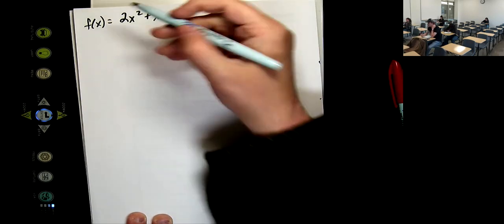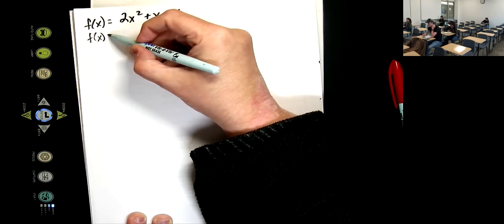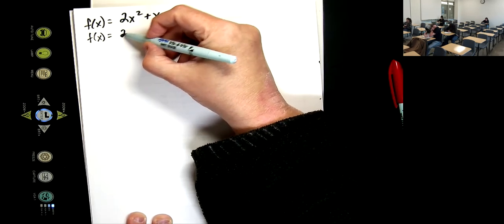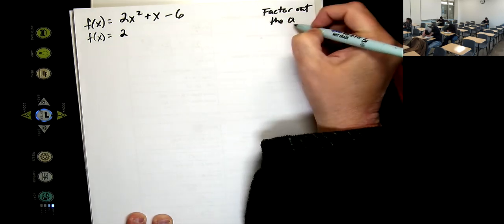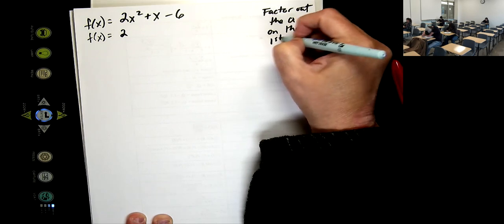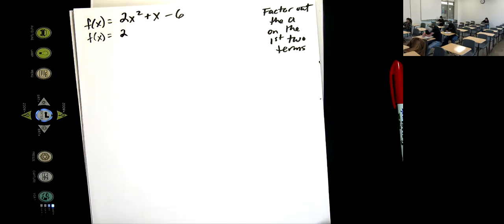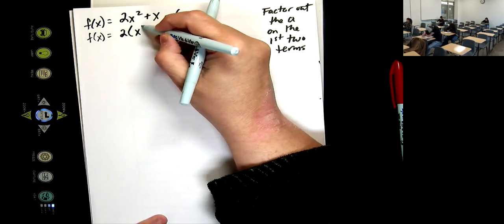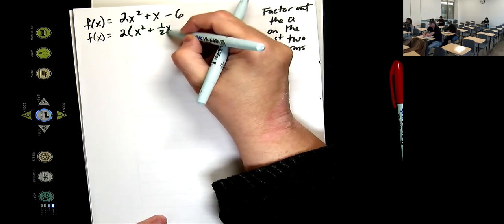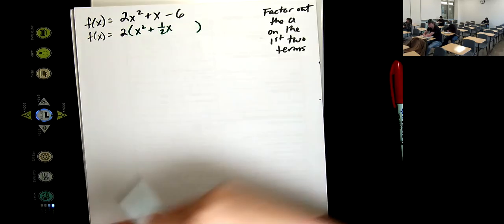And I'm deliberately making it messy, so you can see it worked out messy. So, same process, except we want to factor out the 2. So factor out the a on the first 2 terms. This is going to give me x squared plus 1/2 x. I'm going to leave a little blank and I'll put the -6 over here.